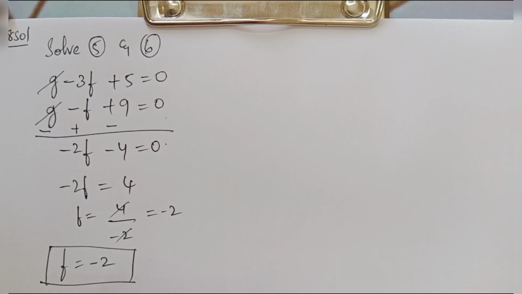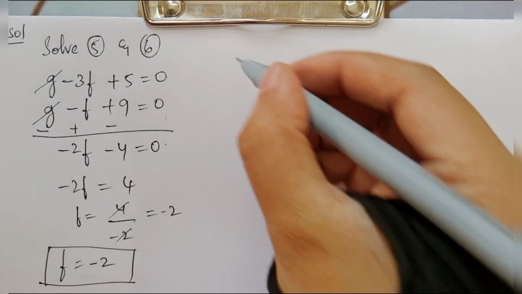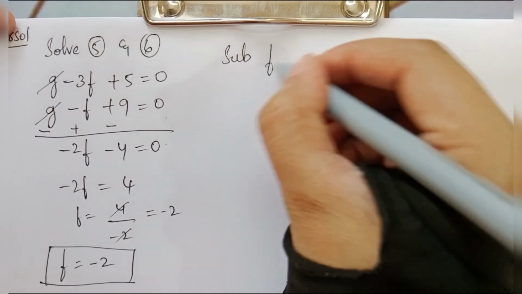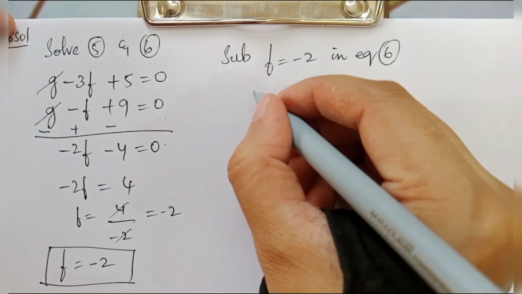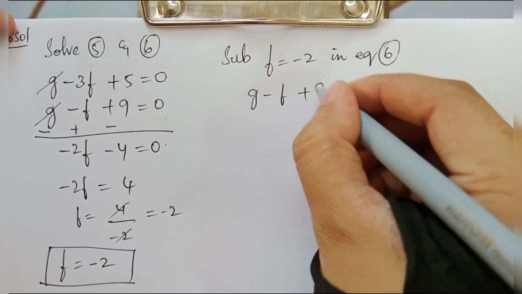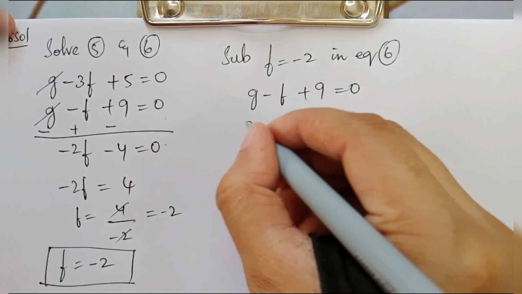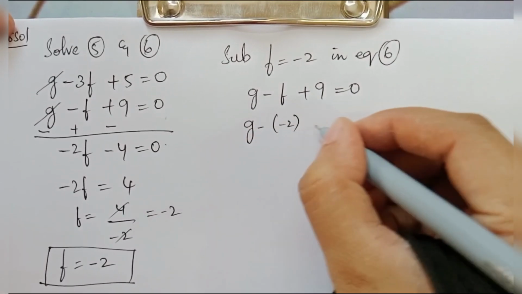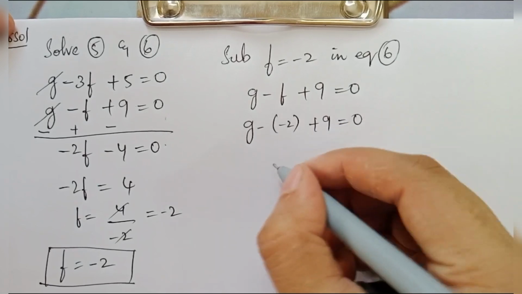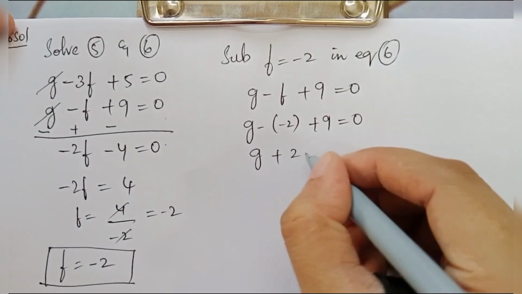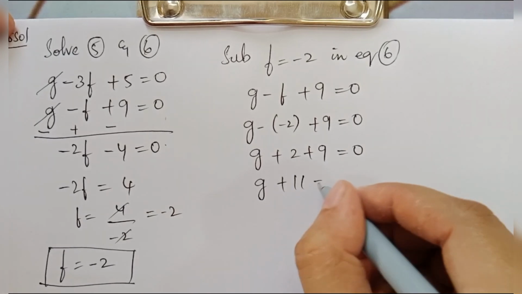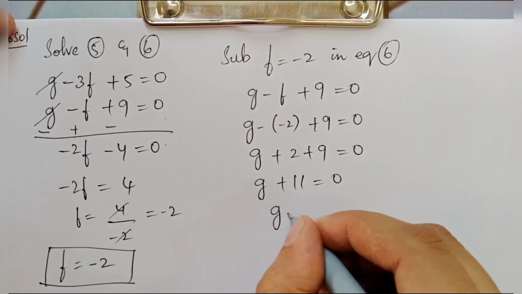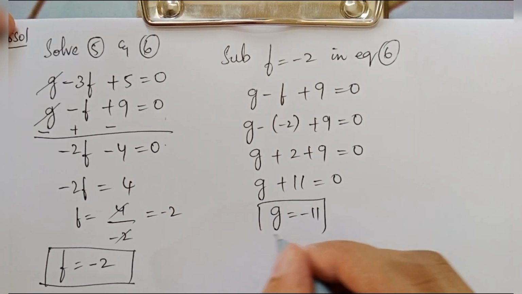So we'll find the value of g. Substitute f is equal to minus 2 in equation 6, which is g minus f plus 9 equals to 0. So it is g minus of minus 2 plus 9 equals to 0. So it is g plus 2 plus 9 equals to 0. 9 plus 2 is 11. So g is equal to minus 11.